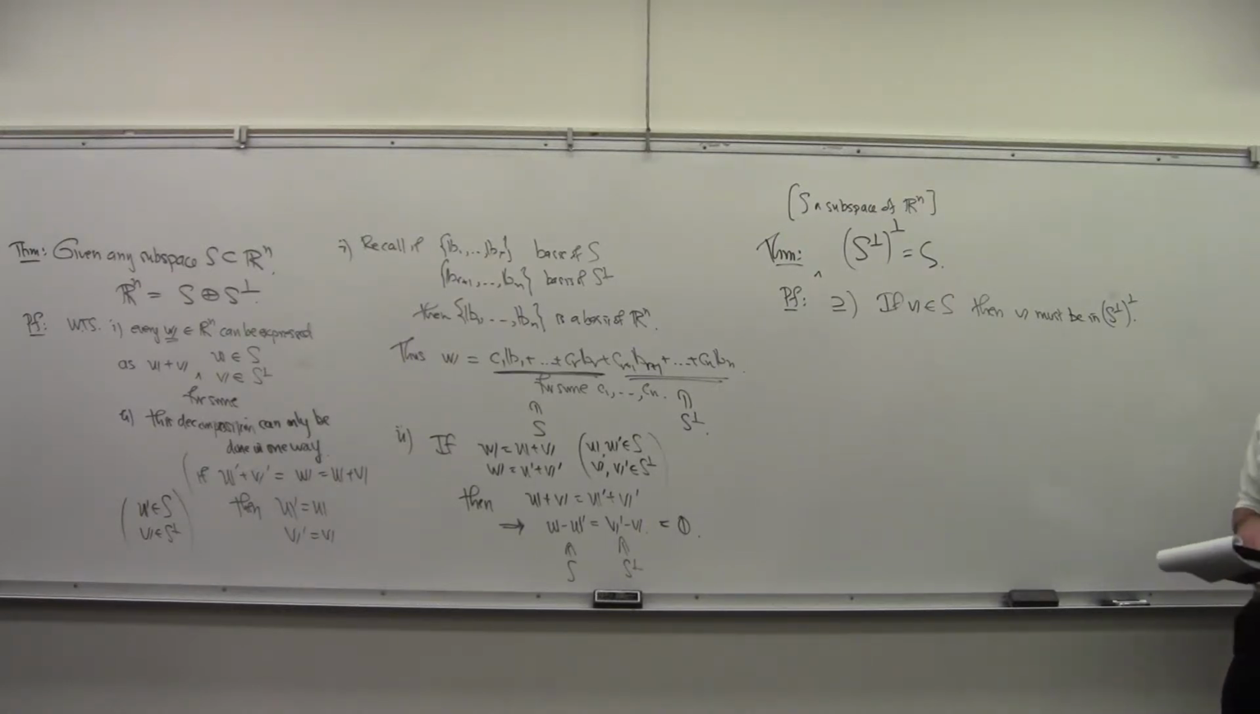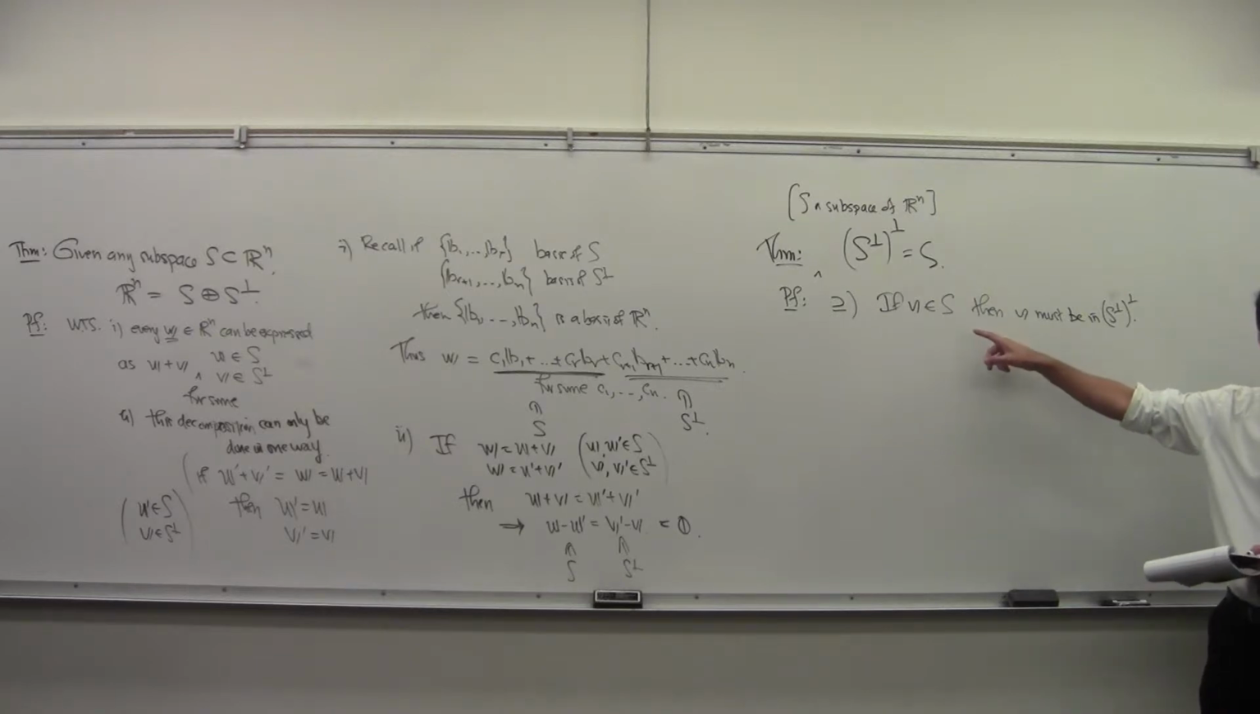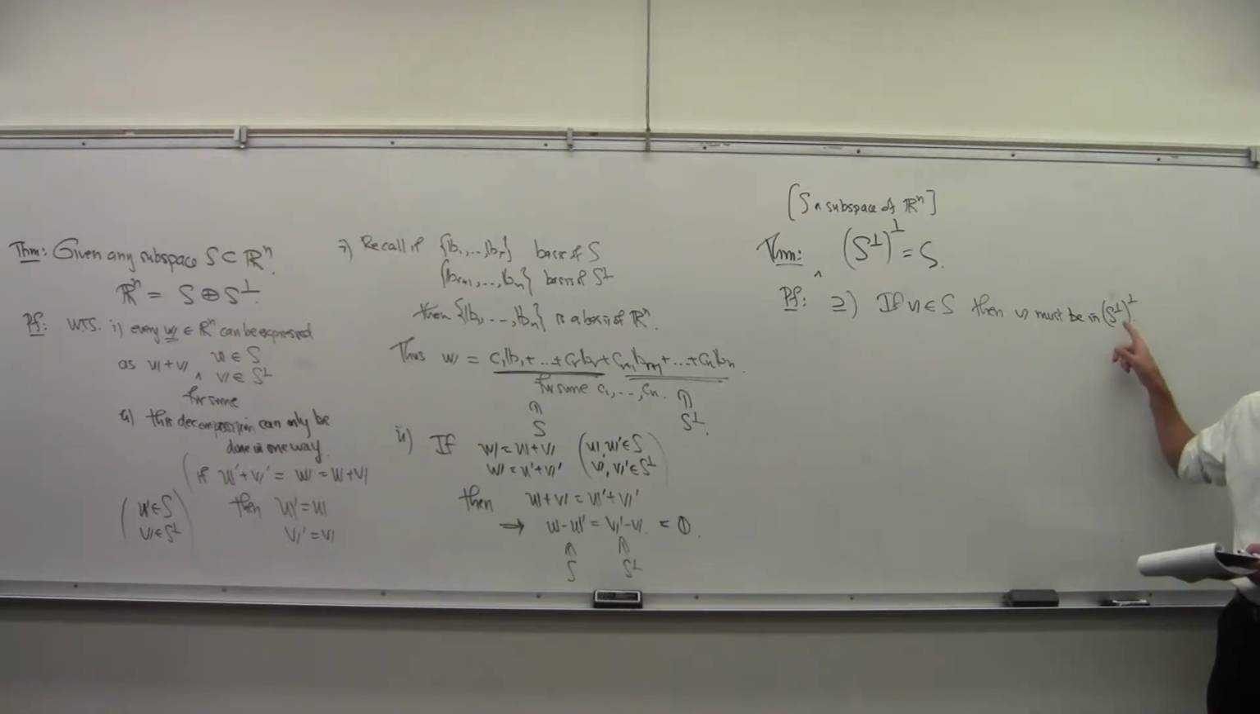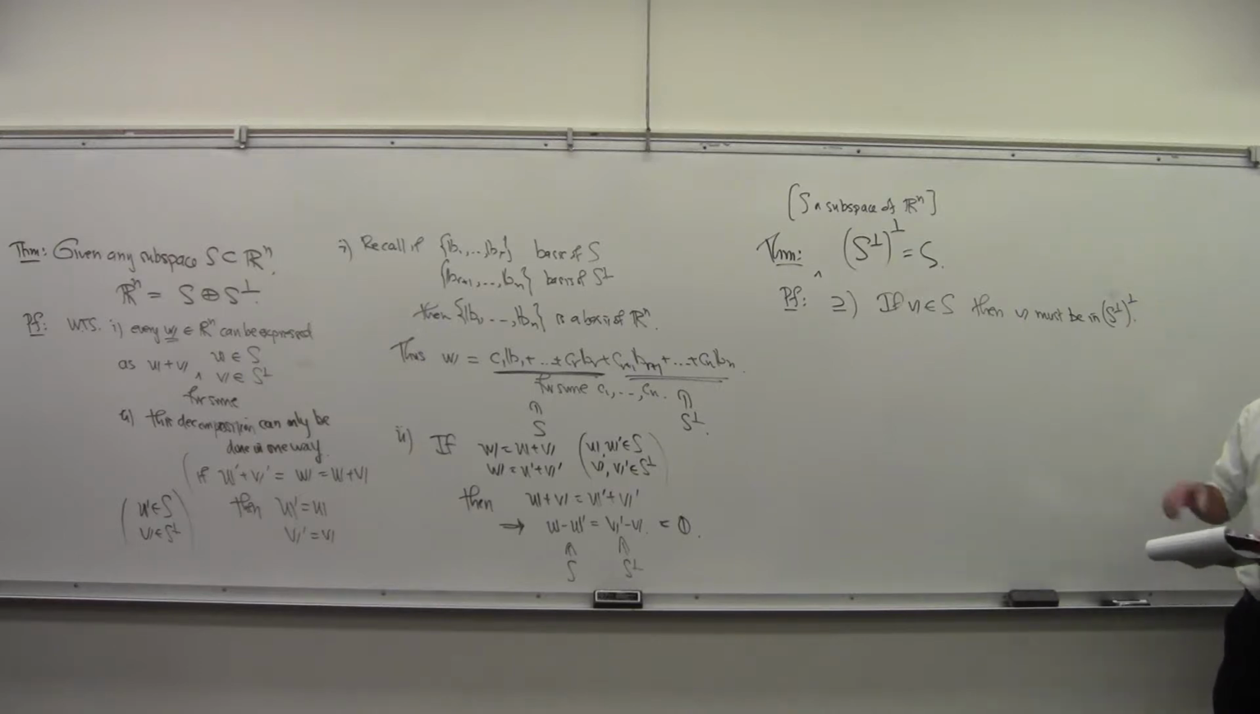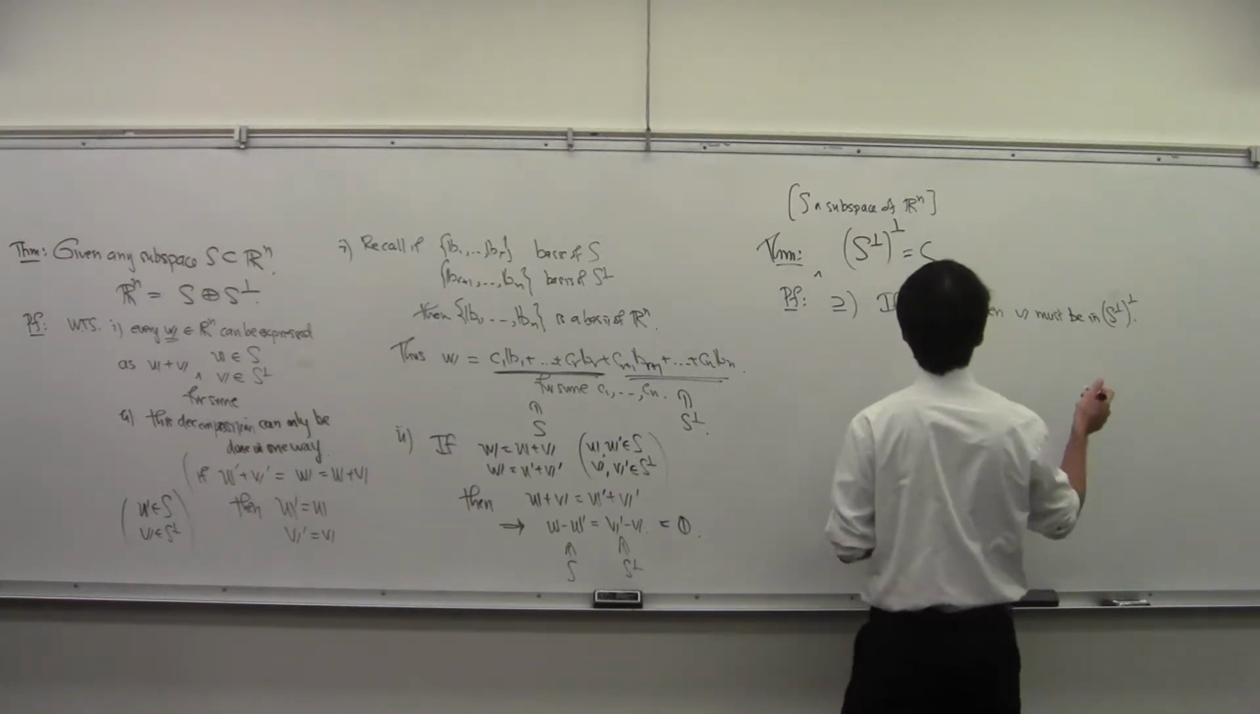Okay, so let's ask, what does it mean to be an S perp? What does it mean to be the orthogonal complement of something? It means that you are one of the vectors who's perpendicular to everything in that subspace, right? So if you are an S, are you perpendicular to everything in S perp? Sure, because S perp is the guys who are perpendicular to S, right? So this is actually trivial, right? So you just say, of course, right?